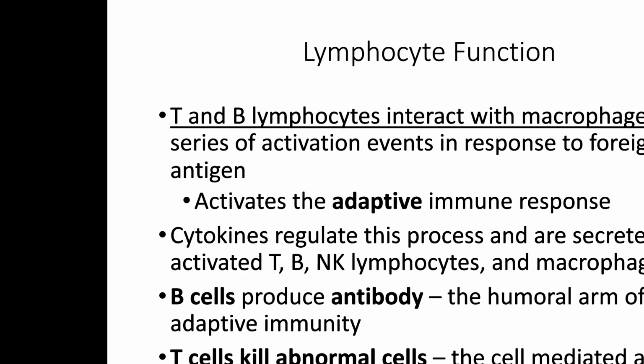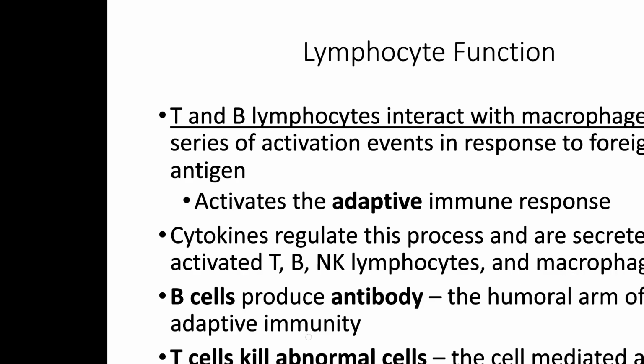So in order for T and B cells to function, they have to interact with macrophages. Macrophages' job is to present these T and B lymphocytes with foreign antigens. Upon this presentation, that will immediately activate the adaptive immune response. In order to regulate this entire process, we require cytokines. Those cytokines are secreted by your T cells, B cells, natural killer cells, and macrophages.